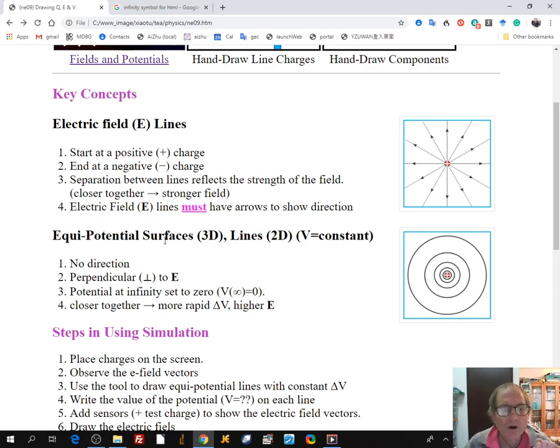The second thing we want to draw is equipotential surfaces. That would be 3D, but we're just going to be doing it in 2D, so we'll call them equipotential lines. But really they are surfaces in 3 dimensions because we're in a 3-dimensional world. So the electric field lines are lines. The equipotential surfaces are surfaces. But we can only draw a 2D cross section. These are where V is constant. The crucial thing about these equipotential surfaces is that they don't have any direction. They are always perpendicular to the electric field.